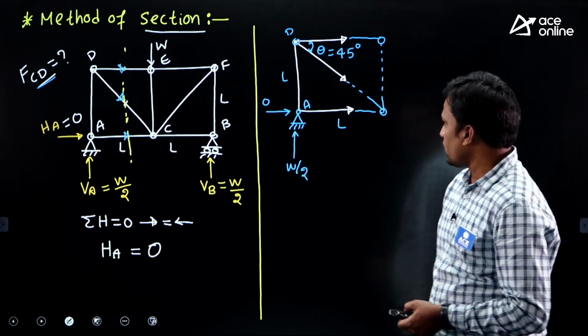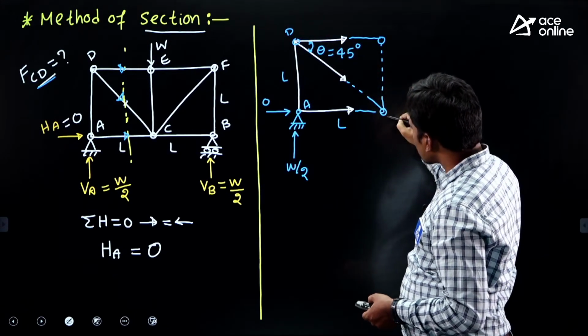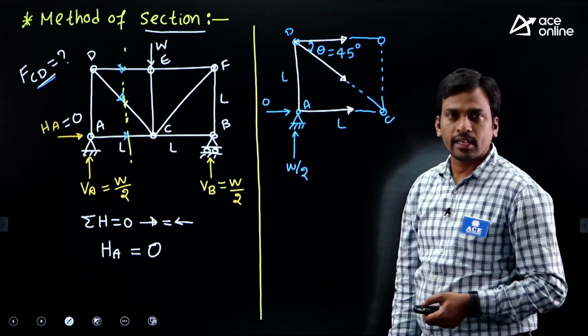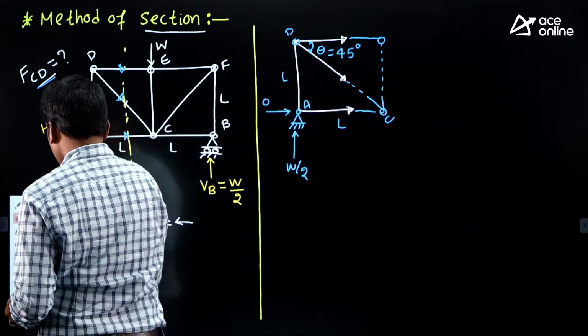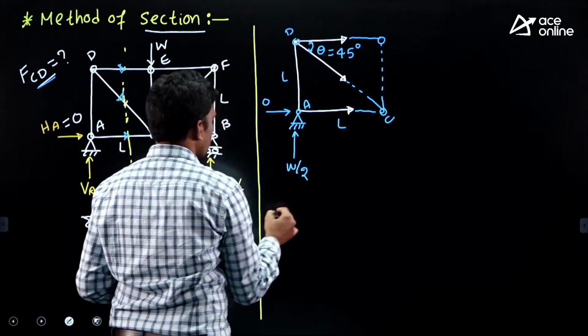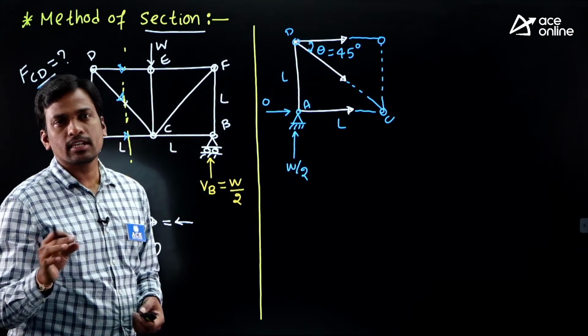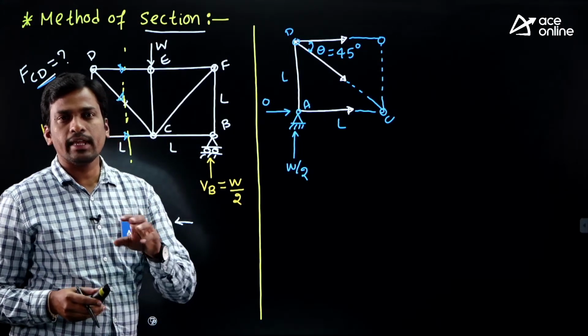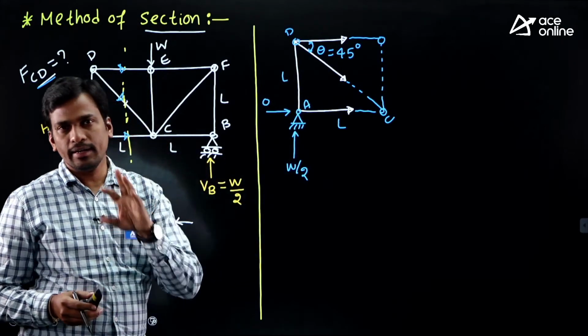Now students, in which member do we have to find the force? In member CD. Now we have three equilibrium equations. What are the three equilibrium equations? Sigma H, sigma V and sigma M. Using these three equilibrium equations, we have to find the force in member CD.